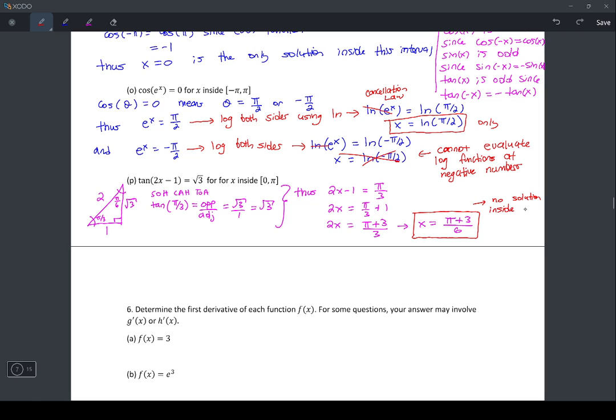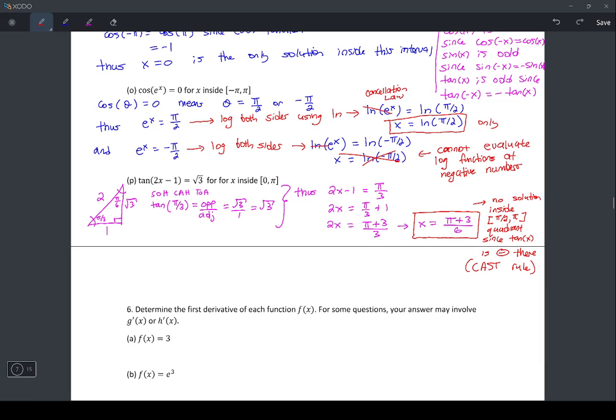Inside pi over 2 comma pi quadrant, since tan is negative there. That's from the cast rule.